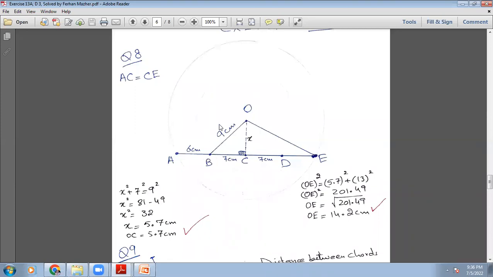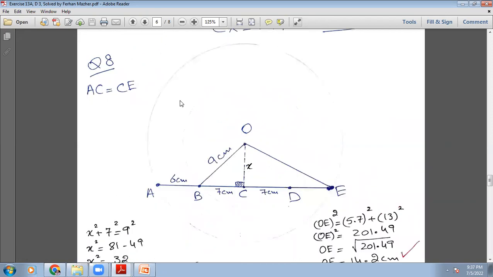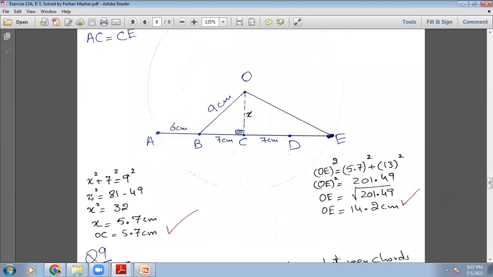This portion is 7. This is 9. This is a right angle. So apply the Pythagoras here. You can see that here we will have x square plus 7 square equals 9 square. So x square will be equals to 81 minus 49. So x square will be equals to 32. Take square root on both the sides. So the x will be 5.7 centimeter. So it means that OC length is 5.7 centimeter.